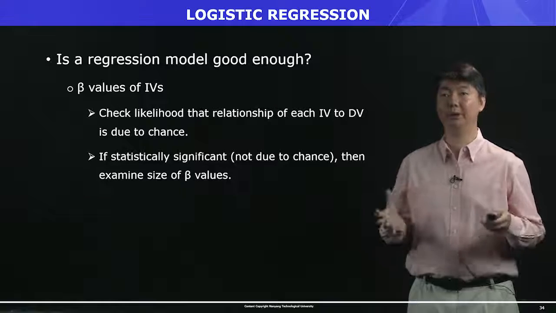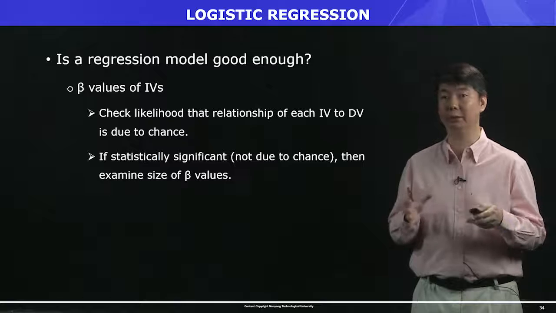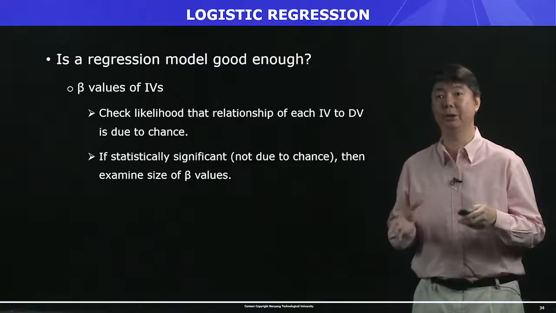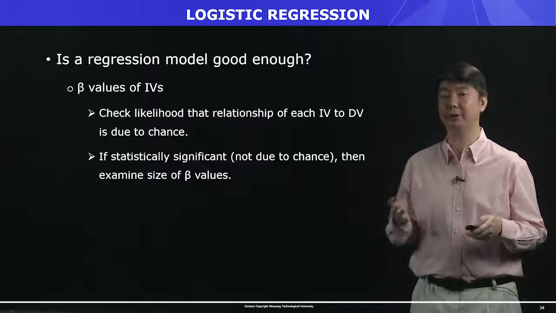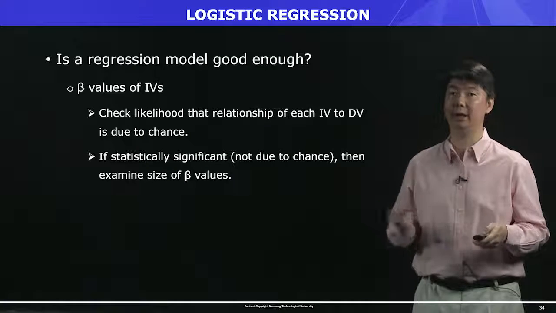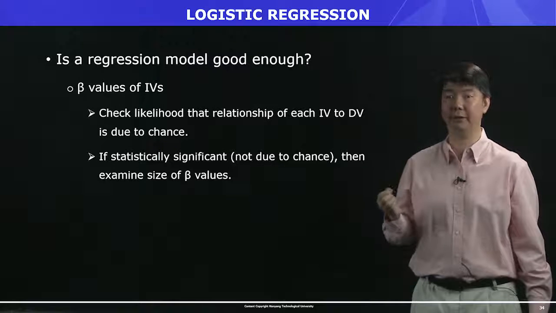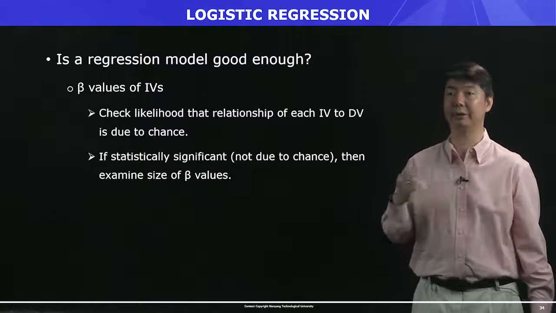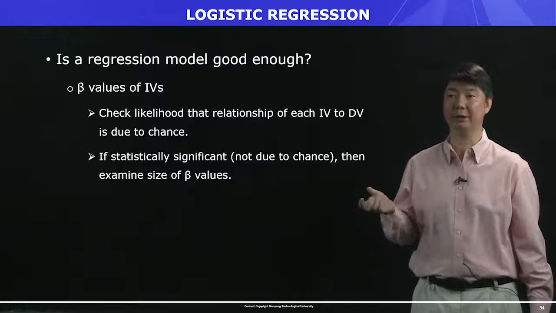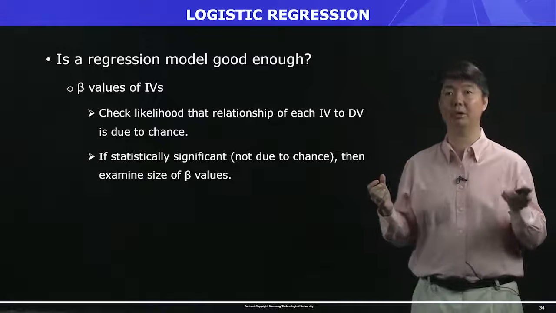Alright, so once you've collected your data and you've run your logistic regression analysis and you've obtained your model, you cannot just use the model immediately. Like linear regression, you need to check whether this logistic regression model is good enough or not. And there are two things that you need to do. The first one is to check the beta values of the IV. So you recall, beta values essentially represent the strength of the relationship between the IV over the DV.